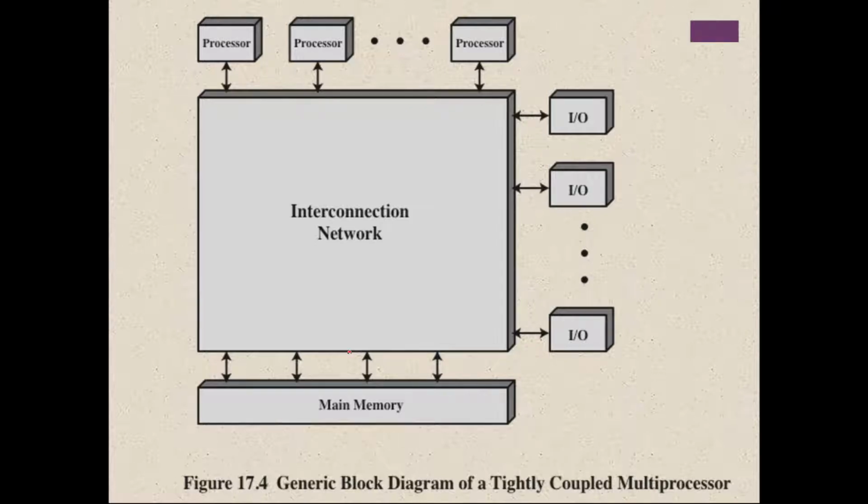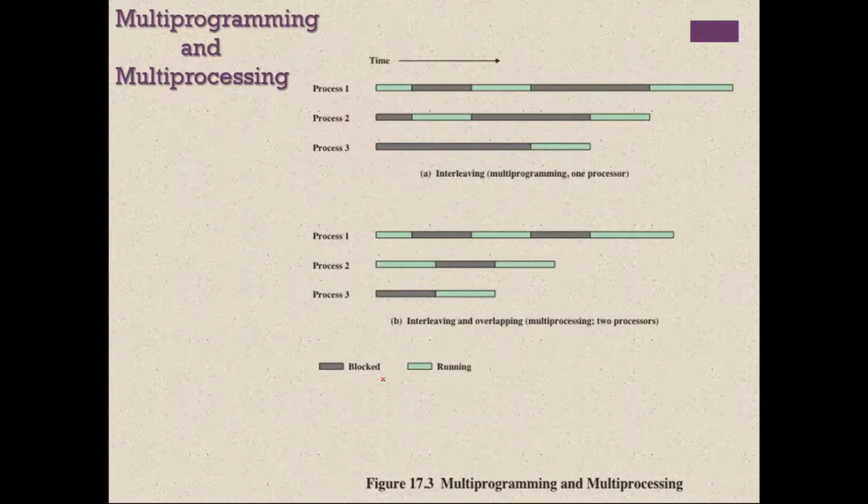So this is the general block diagram of an SMP, symmetric multiprocessing system. This diagram explains the difference between multi-programming and multiprocessing. Multi-programming is a concept which is available with a uniprocessor system. In operating systems we have also discussed multi-programming, where there is only one processor, but still you can execute more than one job simultaneously.